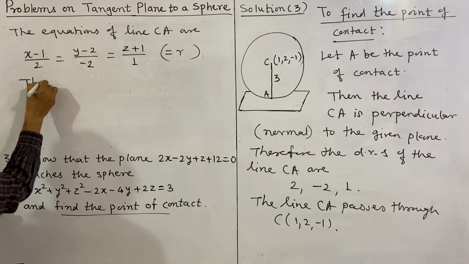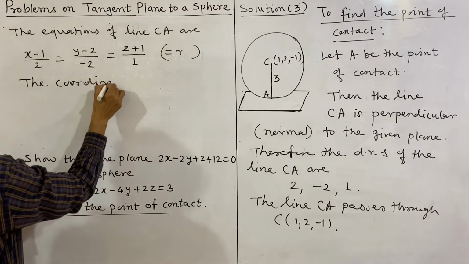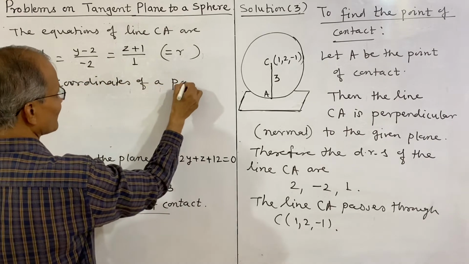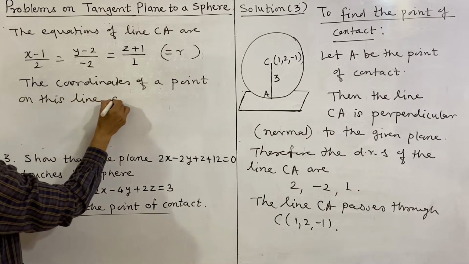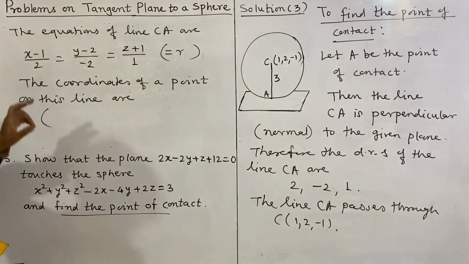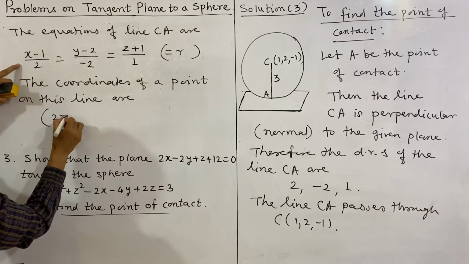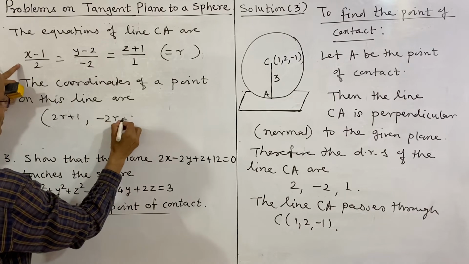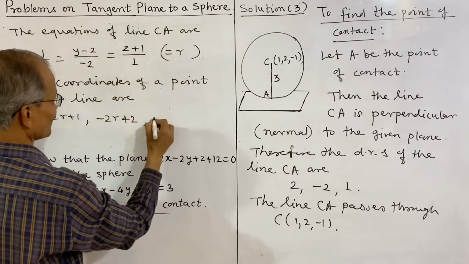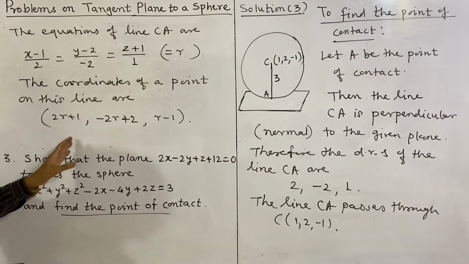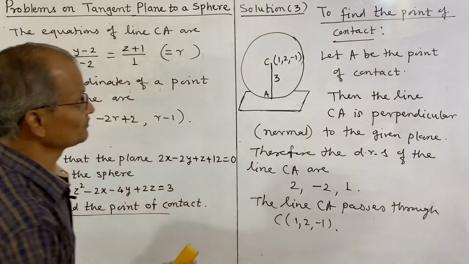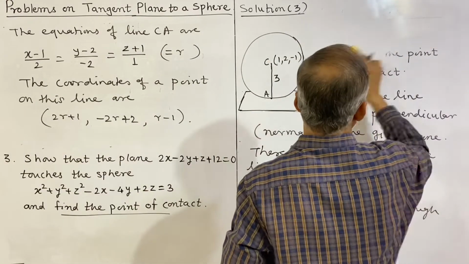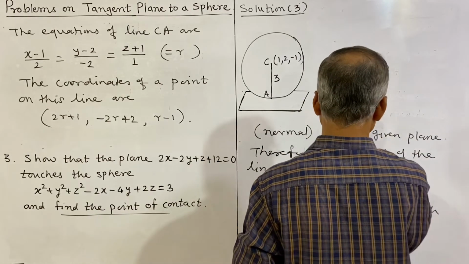And we can now write the coordinates of a general point on this line. The coordinates of a point on this line are, now we know how to write the values of x, y, z from these ratios, equating the first ratio to r, that is 2r plus 1, then minus 2r plus 2, and it is r minus 1. So if this is the point A, then it lies on the plane.